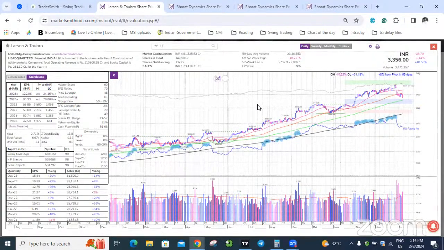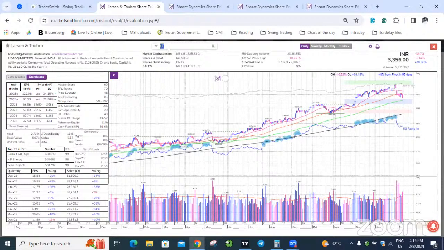So maybe let's wait for this stock to settle down in the range of 3200 to 3100. Then only can we take any action, after some base formation. Meanwhile, some profit booking is happening in this stock, and this profit booking may extend another 5-7%. I'm not denying that in the coming days in LNT, Larsen and Toubro.